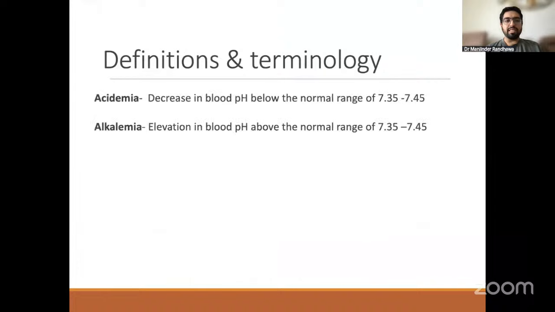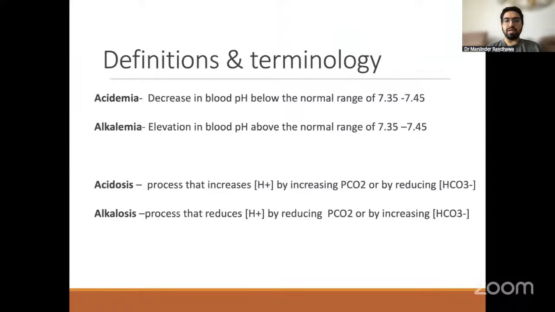So the terminology is very simple. Acidemia is decrease in blood pH below the normal range. Alkalemia is increase in blood pH above the normal range. And the processes that cause these changes are termed as acidosis and alkalosis.